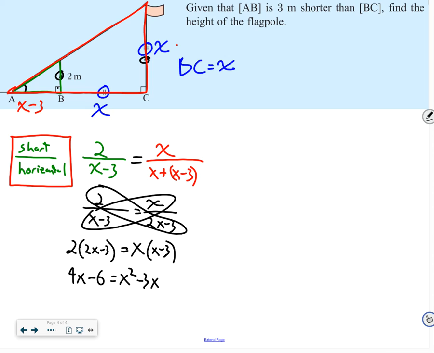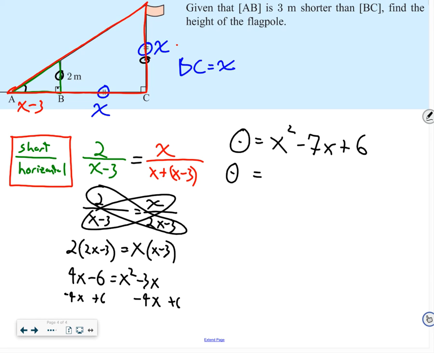Recognize it's a quadratic, so first thing I'm going to do is set it equal to 0. So I'm going to get 0 is equal to, so I'm going to have to minus 4x here, minus 4x, and add 6, and add 6. So I'm going to get x squared minus 7x, and I'm going to add 6 there. Okay, so I'm setting it equal to 0, so I'm going to try and solve this by factoring. So diamond method, I get a times c is 6, my b value is negative 7, so I'm going to get negative 6, negative 1.